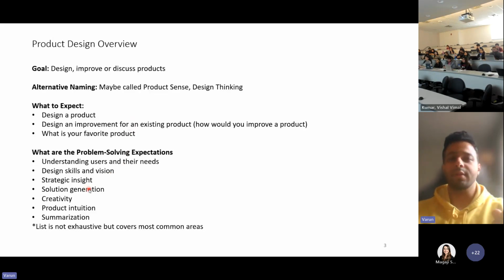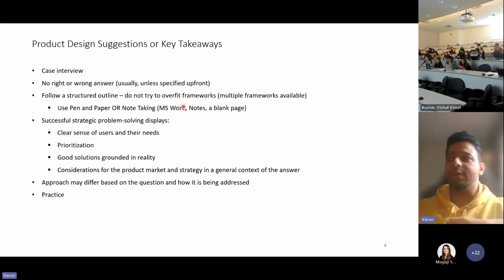Intuition is a very big thing because that tells the interviewer, or anybody you interact with, how you think on your feet. How do you deal with ambiguity? And how do you deal with all the changes that happen in the market? And of course, summarization, that's your skill for summarizing everything and making sure you provide a concise response. So that's pretty much what product design is about.